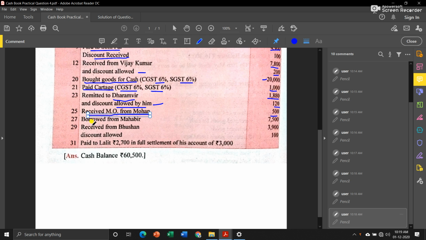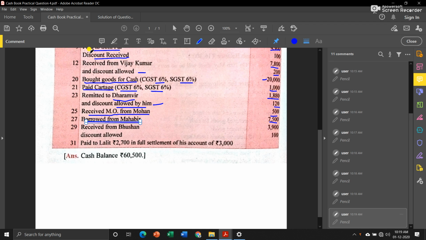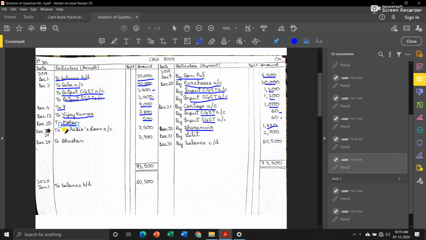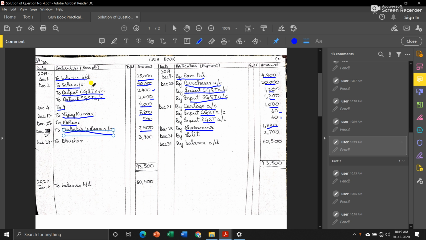Then next transaction, we borrowed some money from Mahabir, rupees 7500. Now when we borrow any cash from anyone, it is termed as loan in accountancy. So in the cash book what we will write is to Mahabir's loan account by rupees 7500.